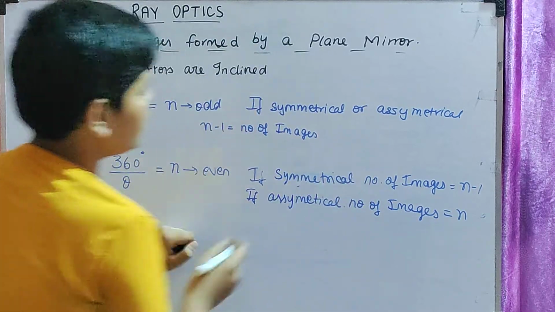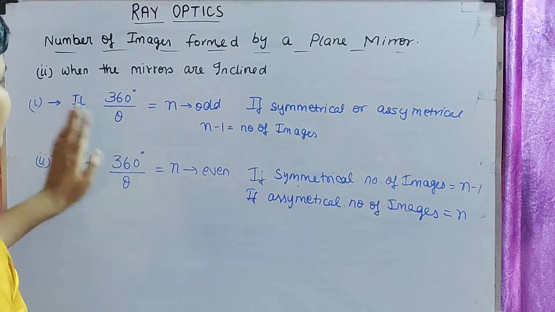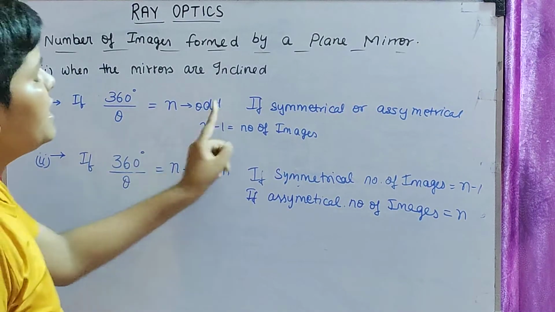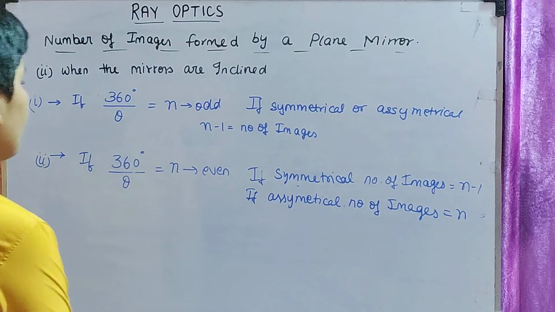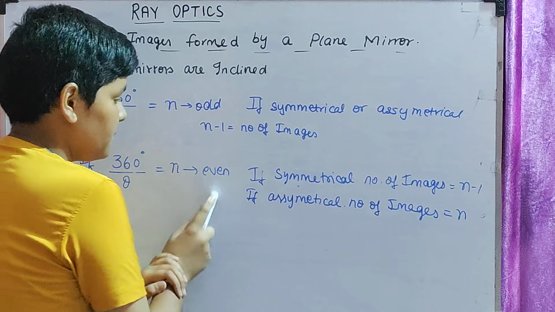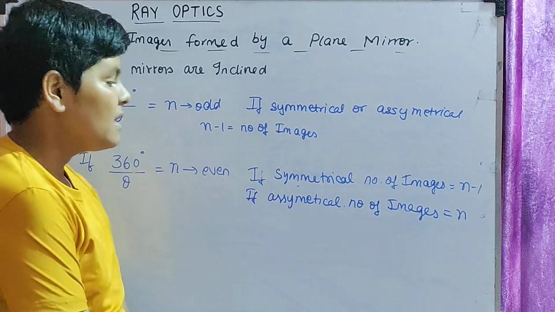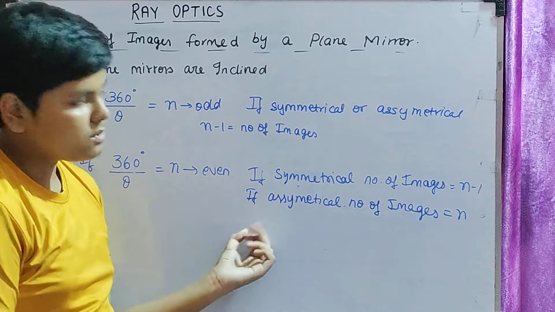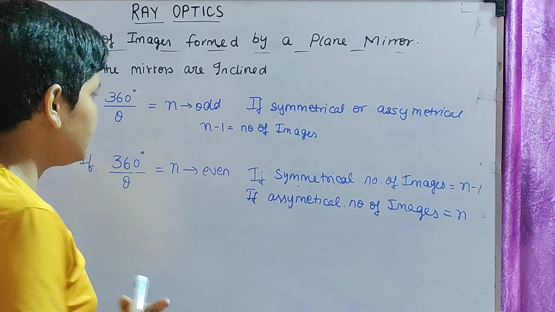So this is the formula. If 360 by theta is equal to n, and if n is an odd number, then whether symmetrical or asymmetrical, n minus 1 will be the number of images. And if 360 by theta is equal to n, and that n is an even number, then if it is symmetrical, the number of images is equal to n minus 1. If asymmetrical, the number of images is n. Now, what is asymmetrical and what is symmetrical, we'll be discussing that now.